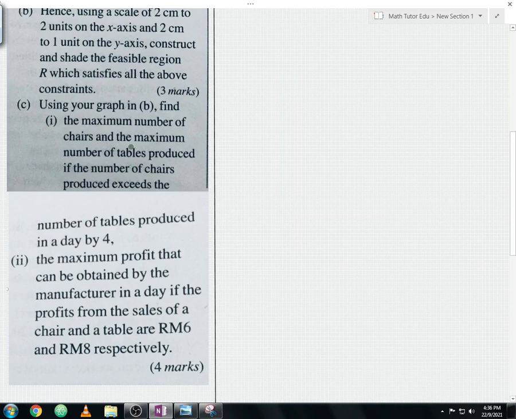So this is the question C part 1. So let me read the question C part 2. The maximum profit that can be obtained by the manufacturer in a day if the profits from the sales of a chair and a table are 6 ringgit and 8 ringgit respectively. So this is the overall question.